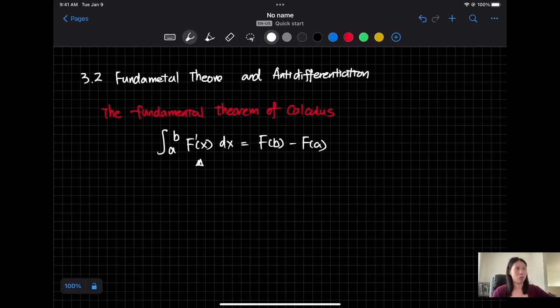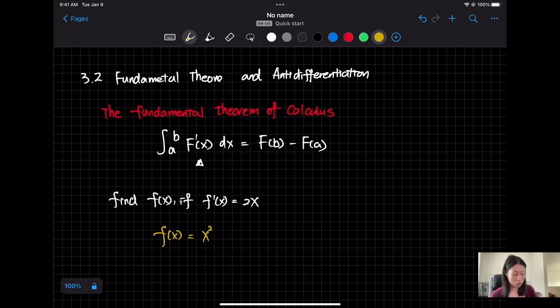Okay, so now let's take a look. I want you to find f of x if you know that the derivative of f of x equals 2x. So you might have different answers for this one. Let's say the derivative is equal to 2x. That means the original function might be f of x equals x squared, right? Because the derivative of x squared equals 2x.